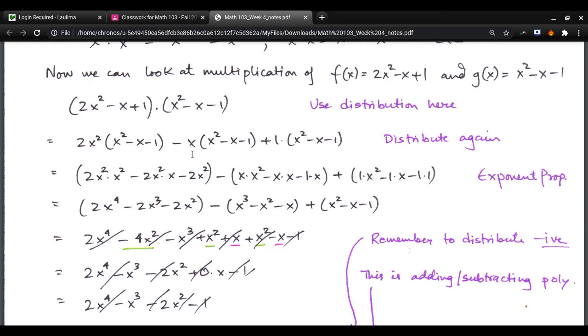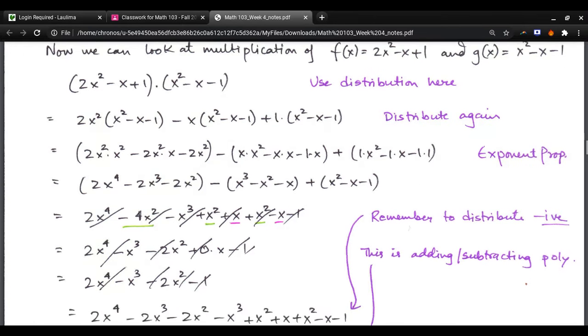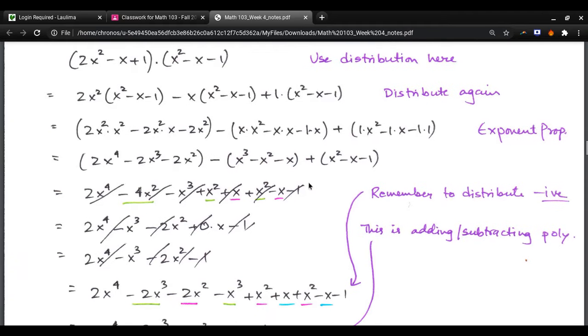And then we distribute again. So 2x squared times x squared, minus 2x squared times x, minus 2x squared. After distribution, you can use the exponent property and add the exponents up. And now the problem has reduced to addition and subtraction of polynomials, which we already know how to do, that is, by collecting the like terms.